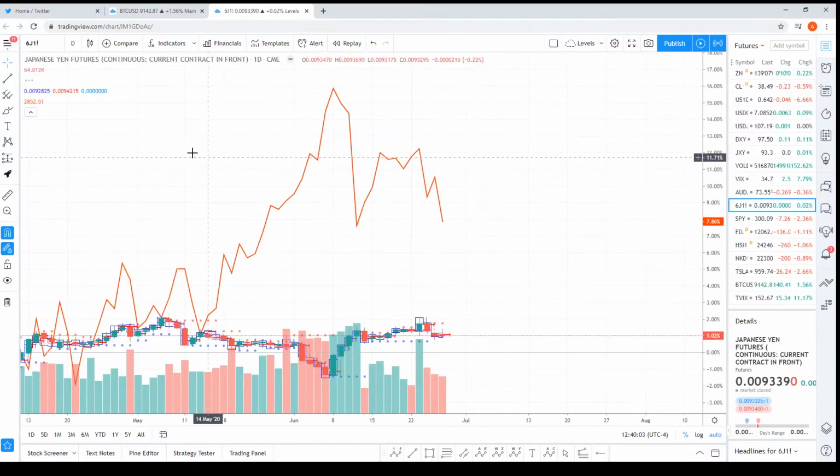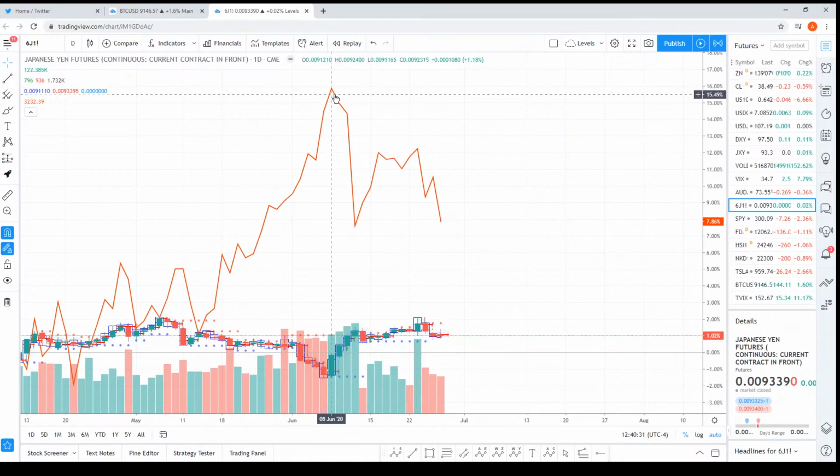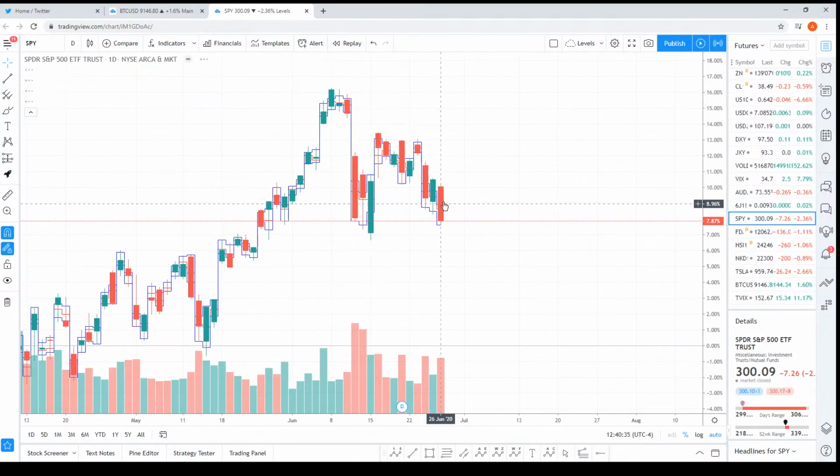You've got yen futures. If you can see here, the yen sold off while we went up here. Then the day before the sell-off began, the yen was rallying. So on June 8th, the yen put in a giant green bar here and proceeded to go up, and that coincided directly with the top in equities.